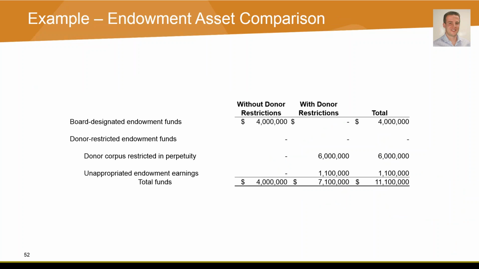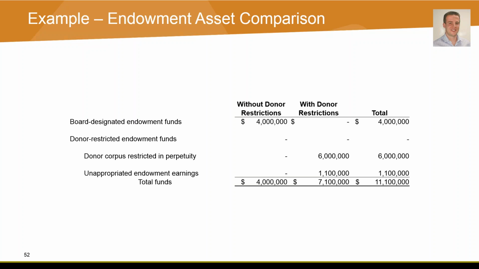So here's your standard endowment composition. In the past, we'd have the 3 columns showing unrestricted, temp, and perm. Now we have our 2 columns. See, all the board designated funds are without donor restrictions. The donor restricted endowment funds are with donor restrictions. This breaks out the amount of corpus, the amount of unappropriated endowment earnings. If there was underwater endowment, it would run through that column as well and be presented here as well.